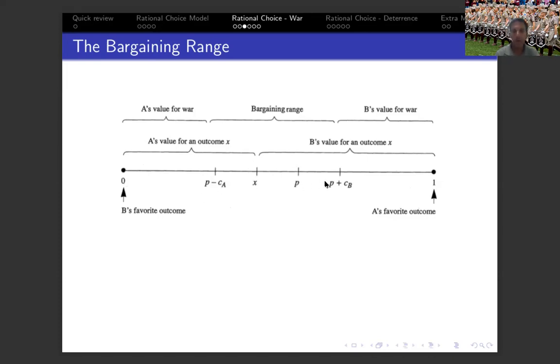The same thing goes for B. Everything from here all the way until here is better for B than going to war, because this is what B is going to get from just going to war. If it wins, it gets everything, but if it loses, it gets nothing. So everything here is better than going to war. That's the bargaining wedge. If we take a more extreme example, A can come to B and say, listen, I want to move the X here. And B should still accept that as an option rather than going to war, because this is still bigger than going to war. That's the idea behind it.